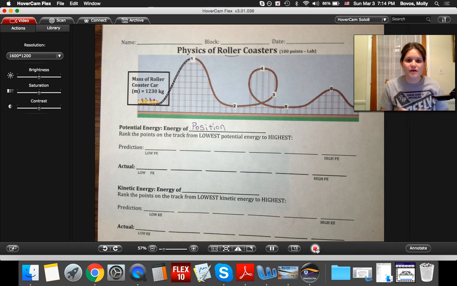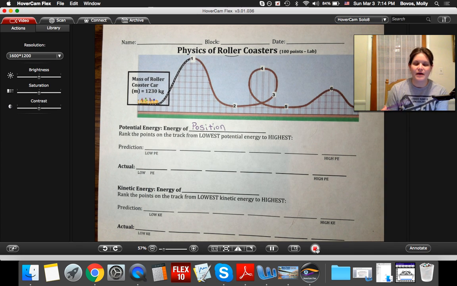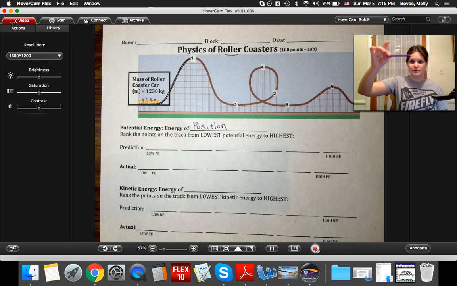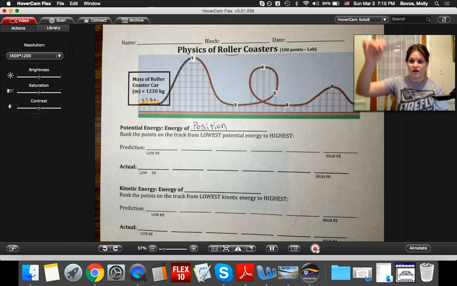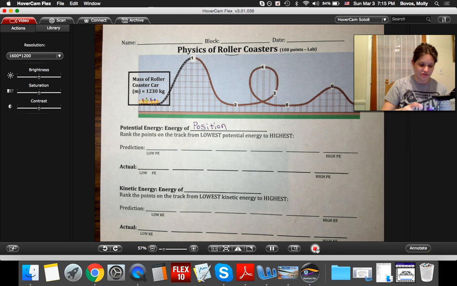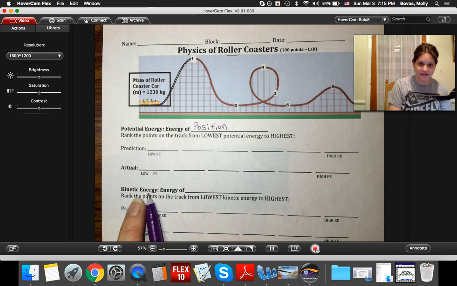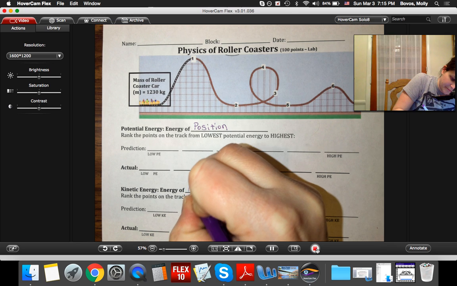Okay? Specifically, we've been talking about gravitational potential energy, and that is the ability for an object to start moving because gravity is going to act on it. When we lift an object up, it gains gravitational potential energy because gravity can make it fall. When it falls, that potential energy changes into kinetic energy. So let's fill in here. Kinetic energy is the energy of motion.